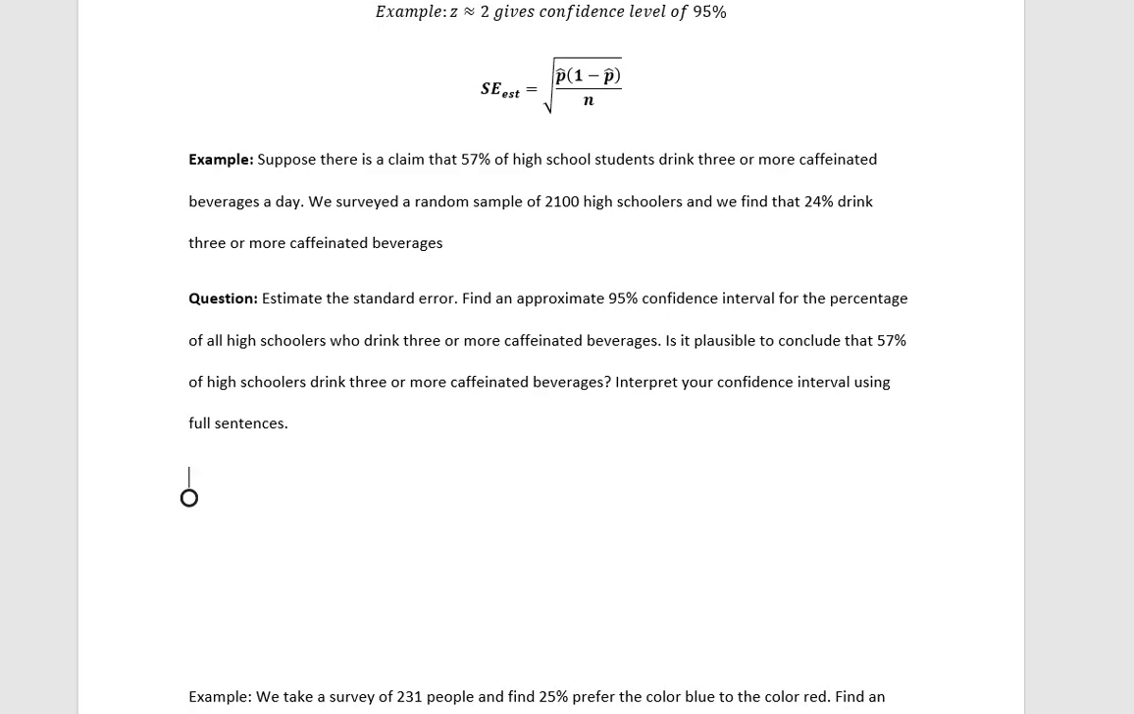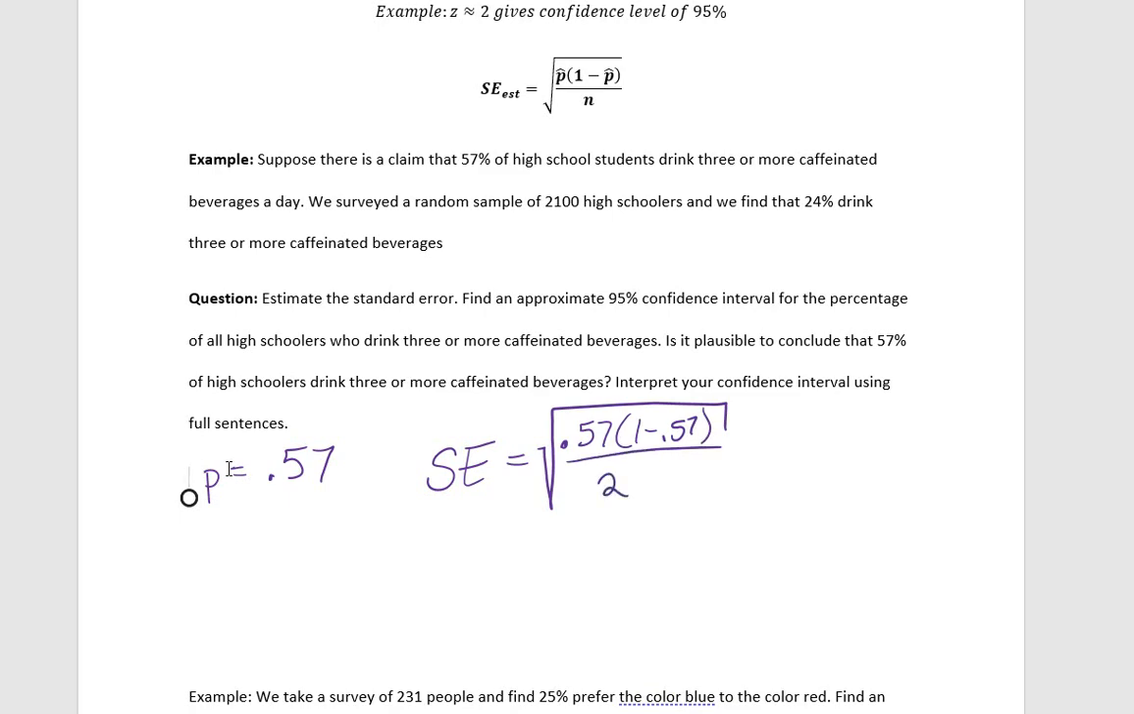So first off, p equals 0.57. The standard error, if you know p, use p to find your standard error. That is going to be 0.57 times 1 minus 0.57 divided by, remember, the size of our sample, which was 2,100. And again, let's just round that to 2 decimal places to make our lives a little bit easier. So that would be 0.01.